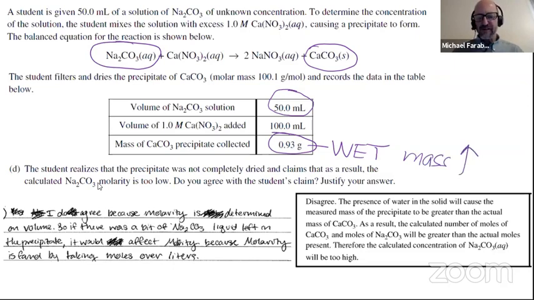The presence of water in the solid will cause the measured mass of the precipitate to be greater than the actual mass. As a result, the calculated number of moles of calcium carbonate and moles of sodium carbonate will be greater than the actual moles. So the student is talking about molarity, but you're not going to take the molarity of the precipitate. So we're not talking about extra volume here. We're talking about extra mass that makes this calcium carbonate precipitate too heavy. So again, be careful with your language, think about what the question is asking, and decide how a particular laboratory scenario would affect the data and the calculations.